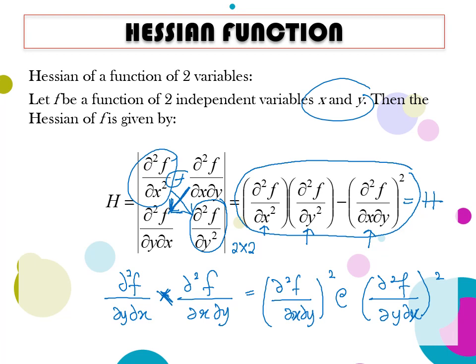Now let us go to the next slide, where I will introduce you to the property of a stationary point, where we use Hessian to determine the types of stationary points.